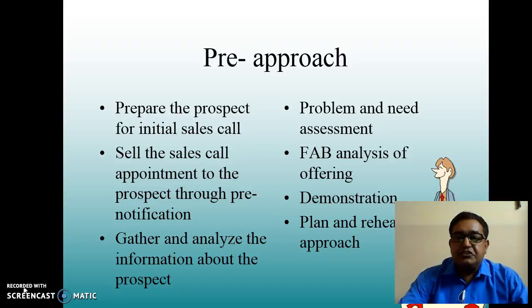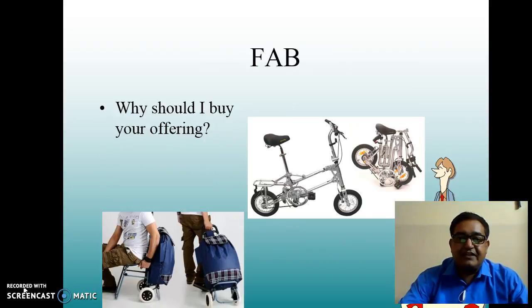Then you need to plan and rehearse your approach. If you have done it properly, definitely for each and every call, the chances of conversion will be on the higher side. So coming to this FAB, feature advantage benefit analysis, basically the question which comes in the prospect's mind is, why should I buy your offerings?